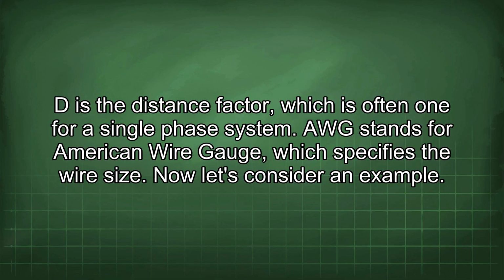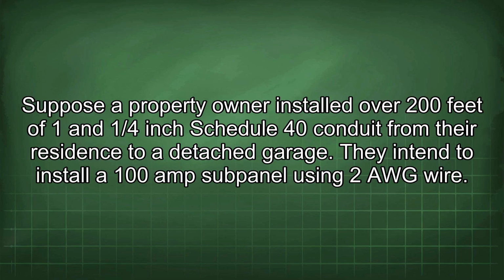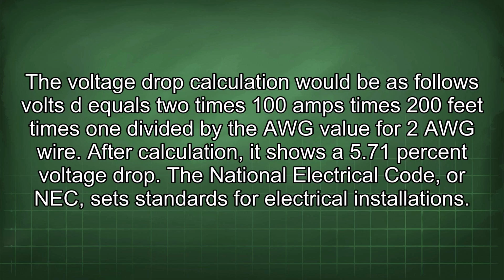Now let's consider an example. Suppose a property owner installed over 200 feet of 1 and 1/4-inch Schedule 40 conduit from their residence to a detached garage. They intend to install a 100 amp subpanel using 2 AWG wire. The voltage drop calculation would be as follows: volts D equals 2 times 100 amps times 200 feet times 1 divided by the AWG value for 2 AWG wire. After calculation, it shows a 5.71% voltage drop.